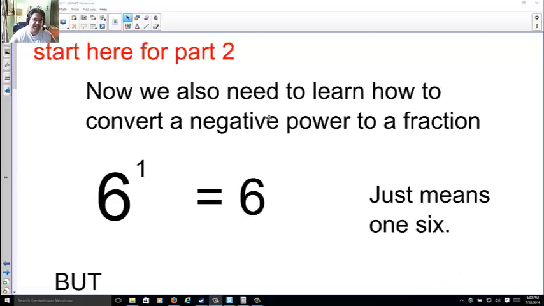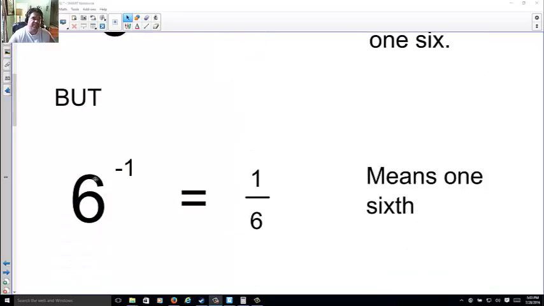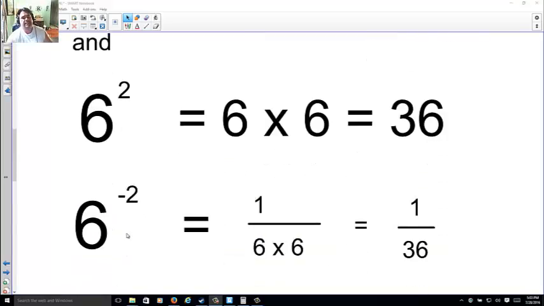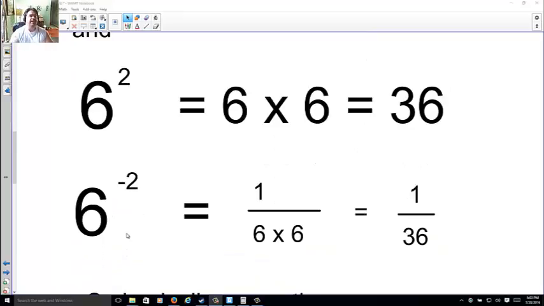So, the next thing we're going to cover is how to turn a negative power into a fraction. 6 to the first just means 6. But if I have 6 to the negative first, negative means 1 over, so it goes from top to the bottom. So if 6 times is big, 6 times is small. It means 1/6 the size. In that same way, where 6 squared means 6 times 6, or 36 times as big, 6 to the negative second would be 1/6 times 1/6, or 1 over 36, 36 times as small.